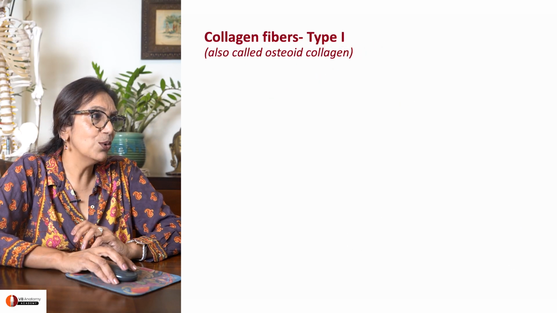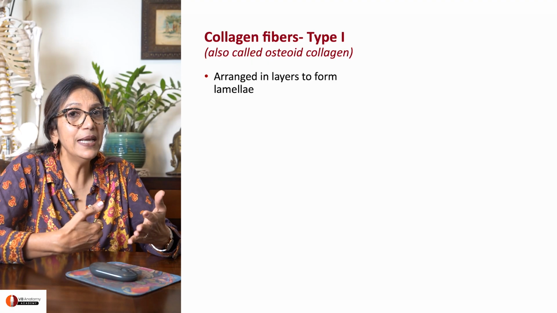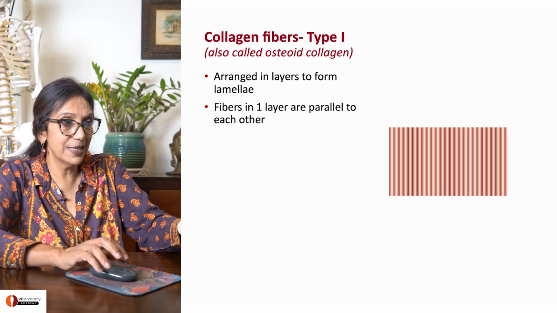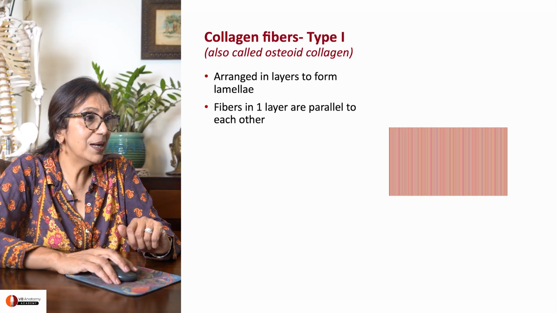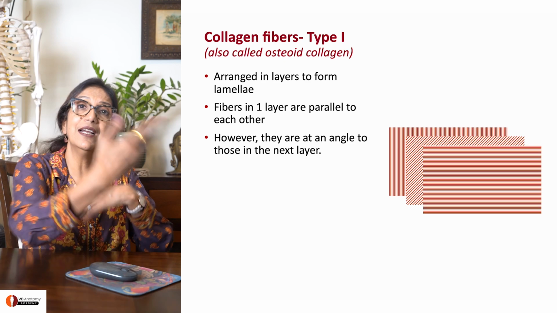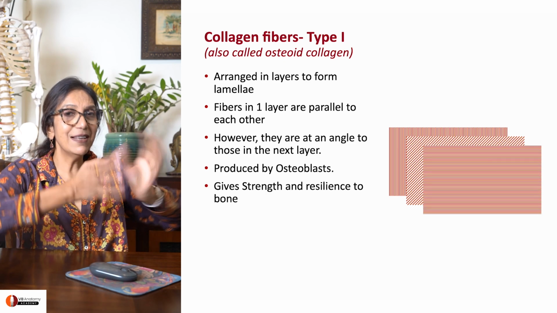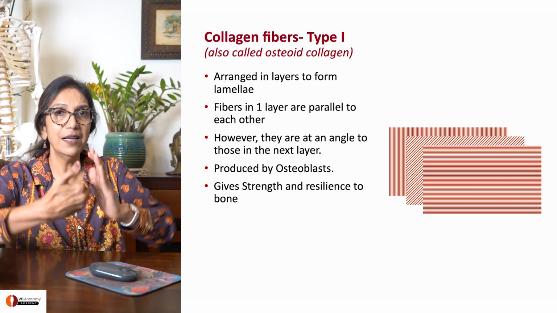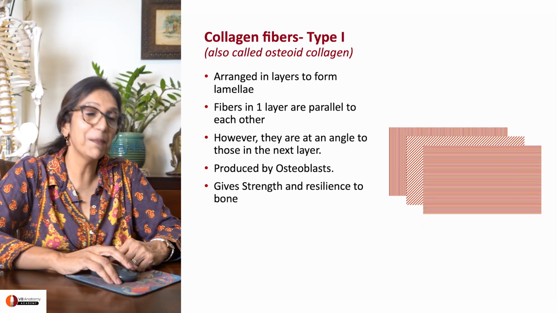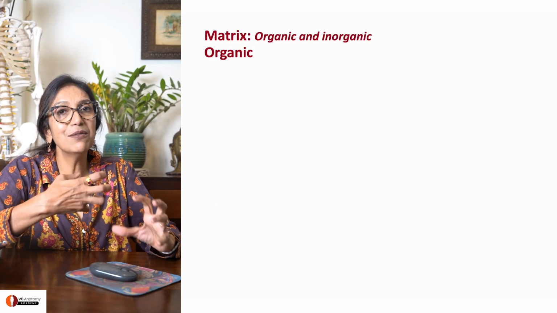Let's take a look at collagen fibers. Now, they are arranged in layers. Remember lamellae? The collagen in one set of lamellae, fibers are parallel to each other. This is one lamella. See how fibers are parallel. But in the next lamella, fibers are at an angle to the first one. In the next layer, they are again at an angle to the next one. This gives the bone strength as well as resilience. In each layer the collagen fibers are parallel but at an angle to the next layer. Think about it. I think the image will help you to understand what I'm saying. So this makes it very strong.